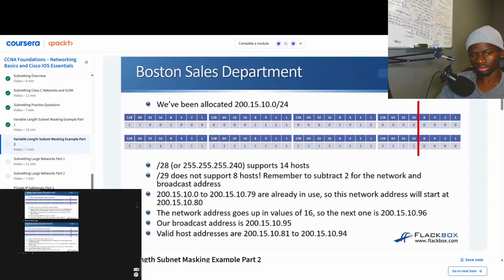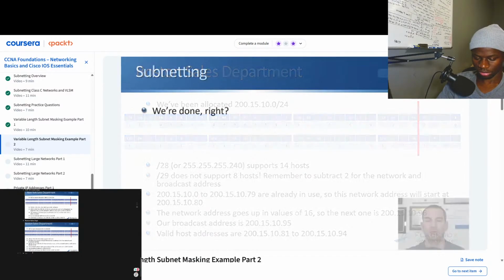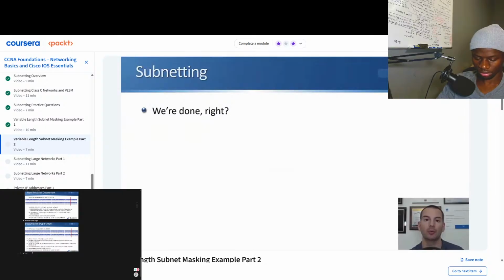The last broadcast address was 200.15.10.79, so our network address will be 200.15.10.80. Again, the line is after the 16, so the next network address would be .96, which means our broadcast address is going to be 200.15.10.95. The valid host addresses are .81 to .94. Okay, so that's it. That was our 4 departments, so we're done, right?